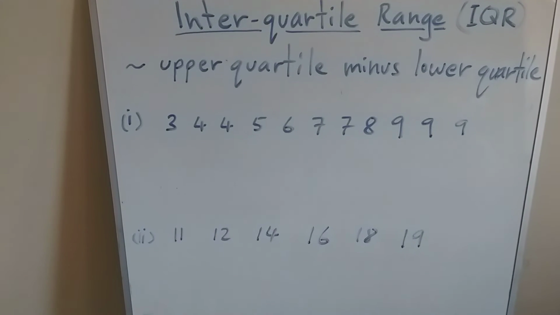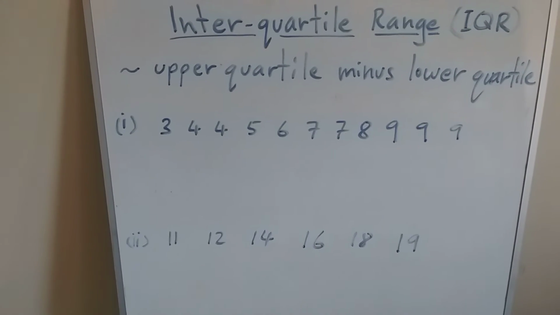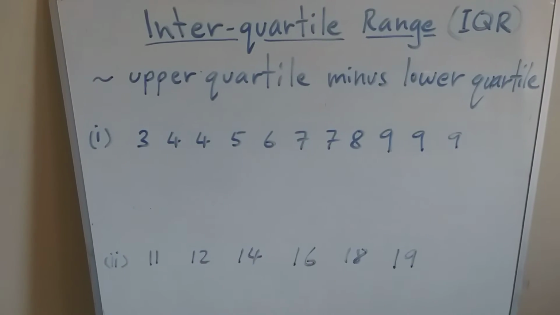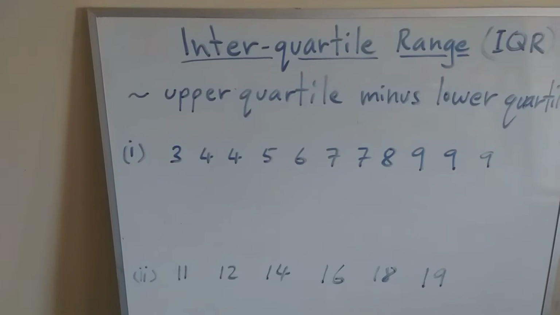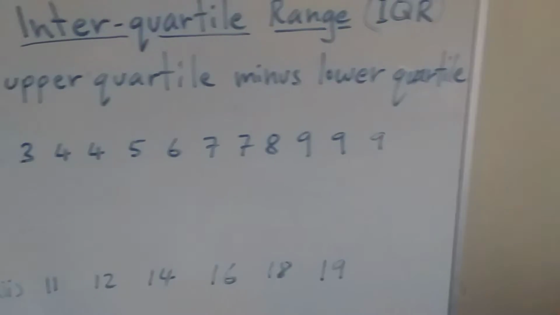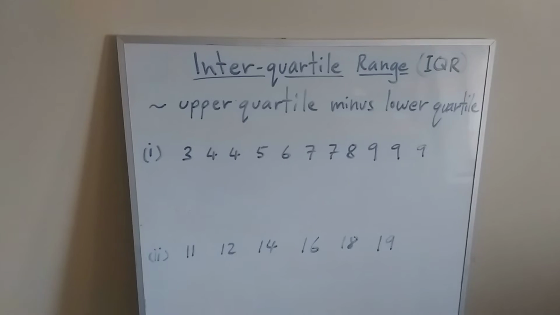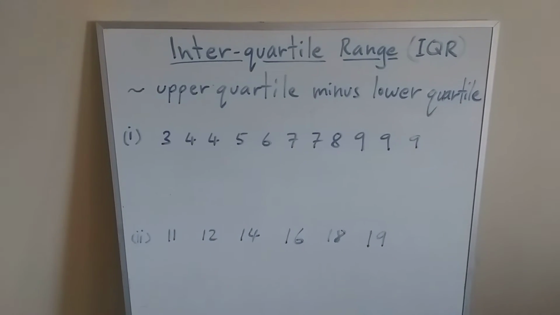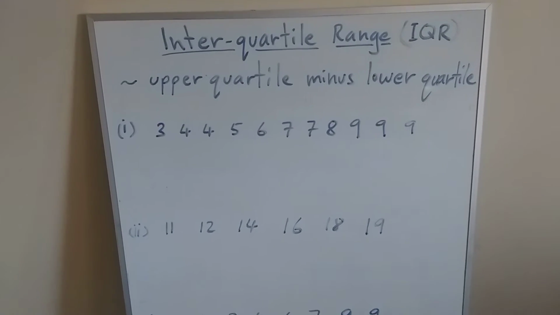So if the scores or the values are given in a jumbled up order, you have to first arrange the numbers in order. The best way is ascending order. So in the first set of numbers, the data is 3, 4, 4, 5, 6, 7, 7, 8, 9, 9, 9. Now the first thing we have to do over here is find the median. Finding the median will help us to get to our answer very easily.